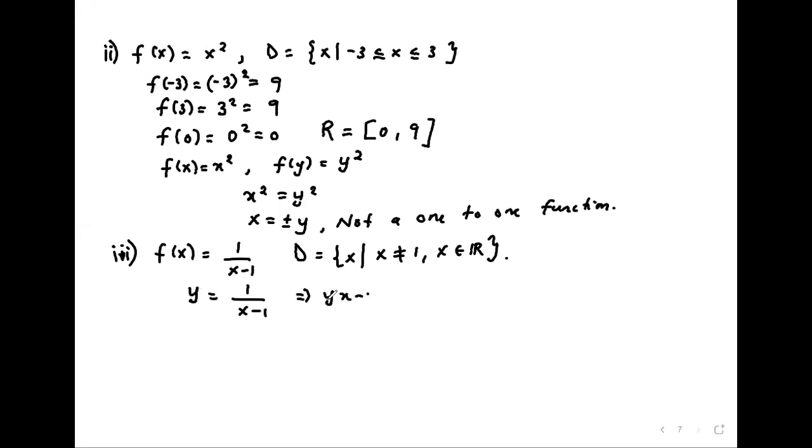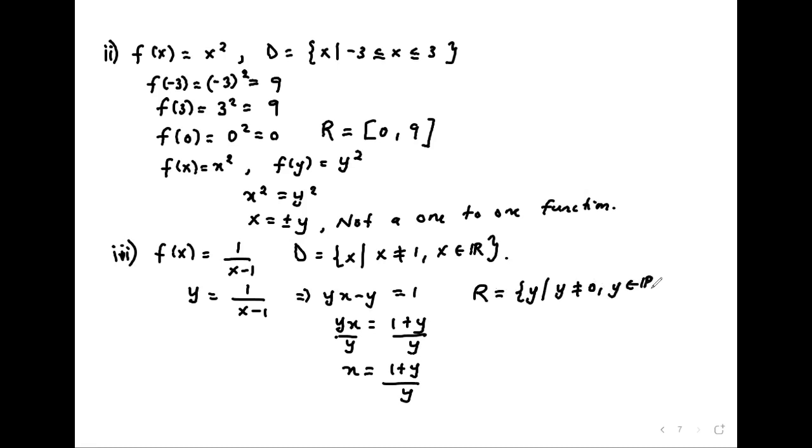That is yx minus y is equal to 1. So yx is equal to 1 plus y, divided by y. So x is equal to 1 plus y over y. So our range is going to be y such that y is not equal to 0, but y is a real number. So this time around, our domain is not just a small unit. Our domain is the whole real line except at 1 where the function fails to be defined. So it becomes a normal function now, just like any other function that we've been doing before this.